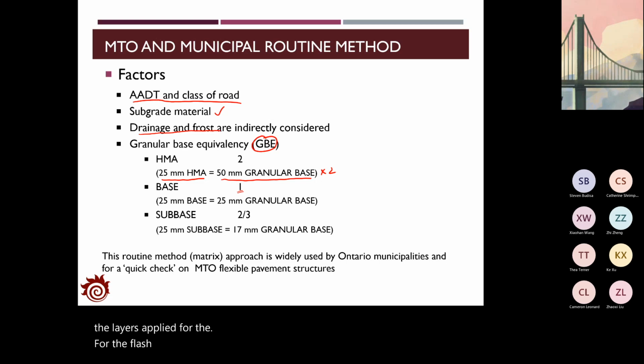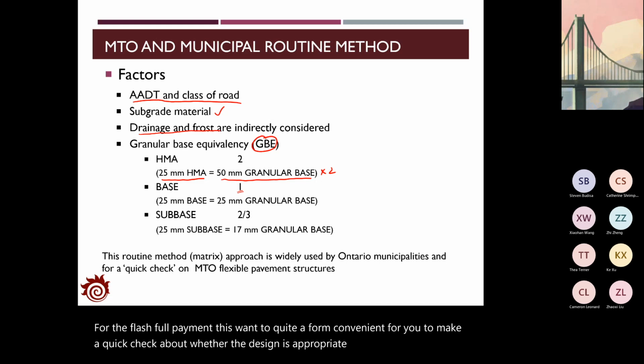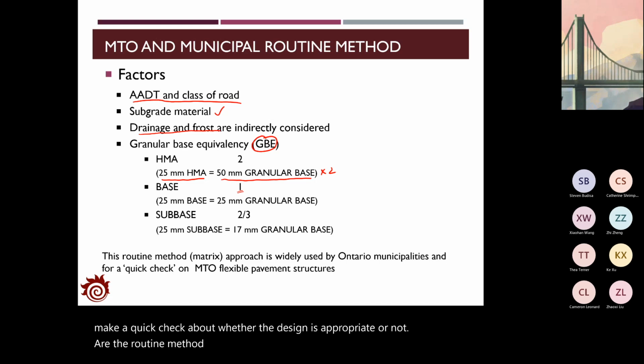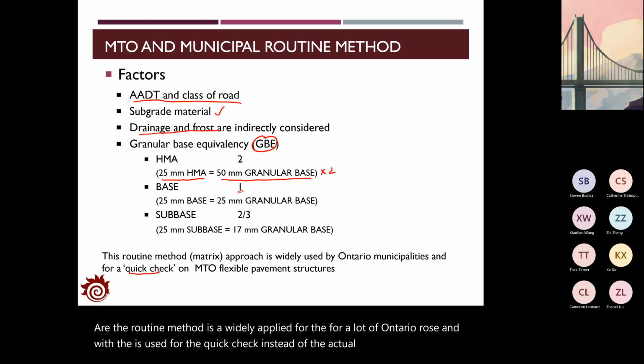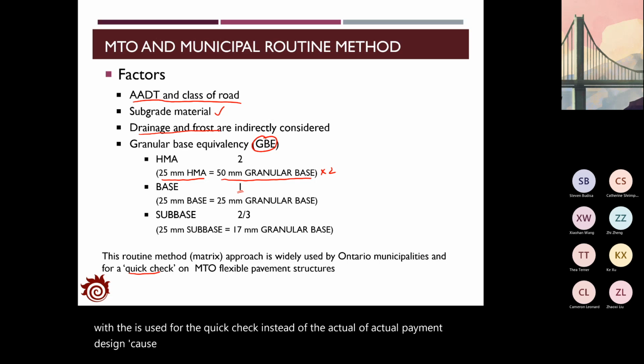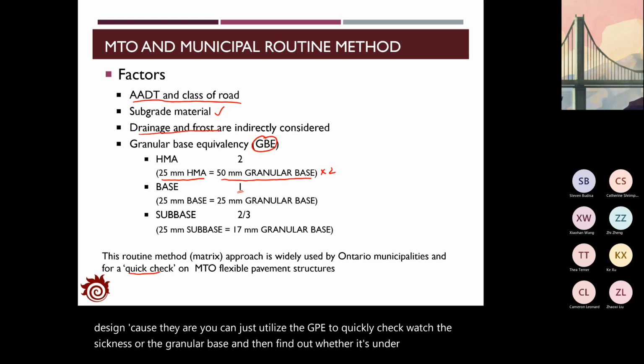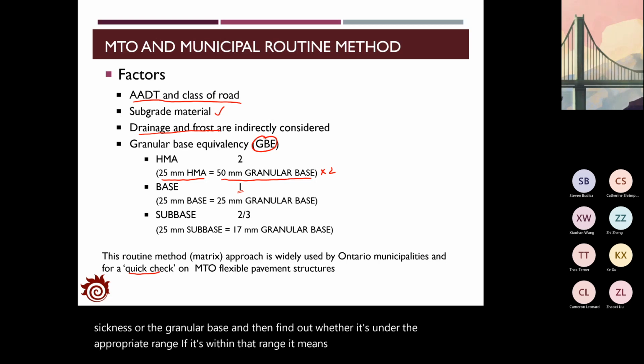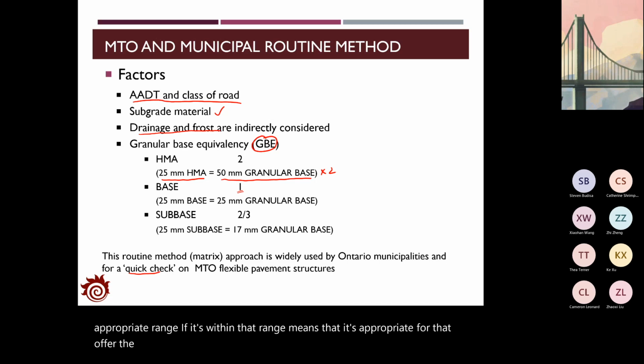And this one is quite convenient for you to make a quick check about whether the design is appropriate or not. The routine method is widely applied for a lot of Ontario roads, and it's used for a quick check instead of the actual pavement design. Because you can just utilize the GBE to quickly check the thickness of the granular base, and then find out whether it's within the appropriate range. If it's within the range, it means that it's appropriate for the design. If it's not, you need to think about whether you need to increase the thickness of some layers or not.